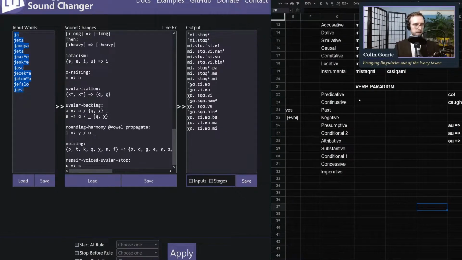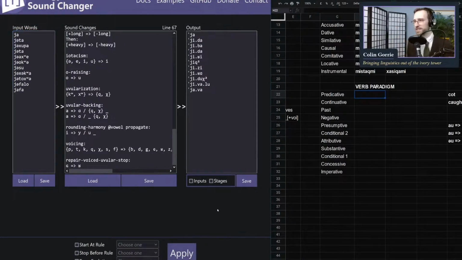What else? Okay, so why don't we look at what this paradigm looks like when we run it through the sound change applier. Fingers crossed that it will work. Apply. It worked. Okay. And we also have, I don't know if Raven's still on, but we have some occasions for coalescence going on. We have schwa and a coming into contact. We have schwa and o coming into contact. So that could be fun to play with as well.